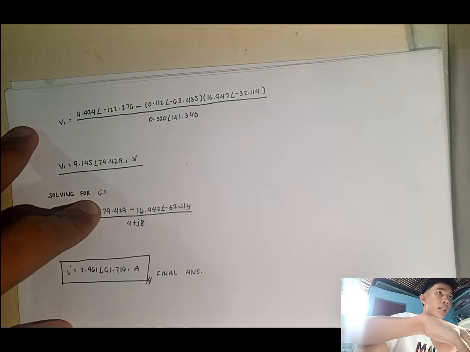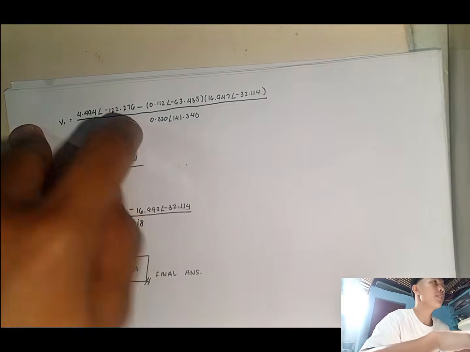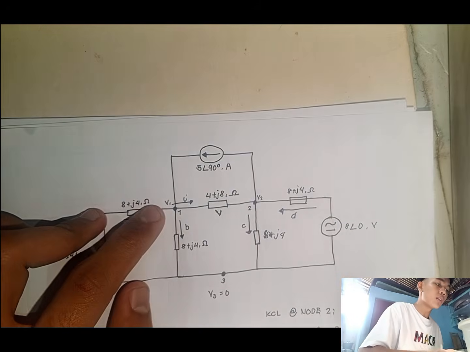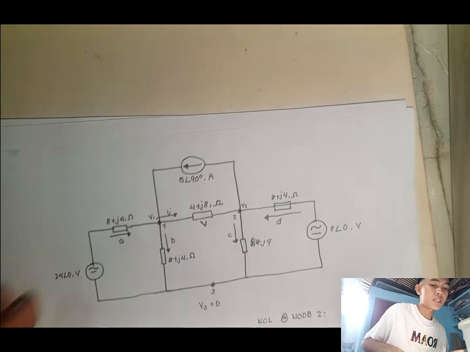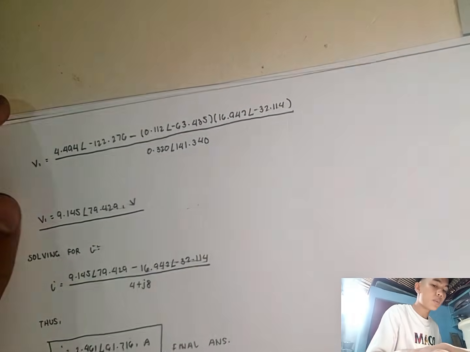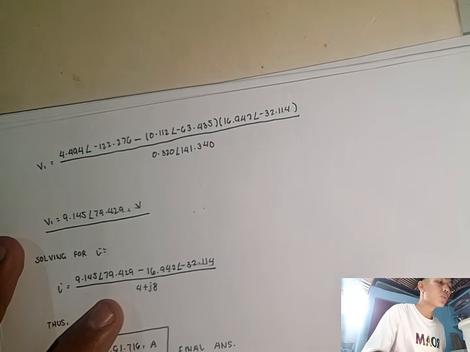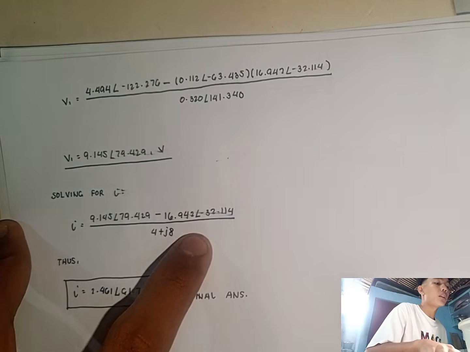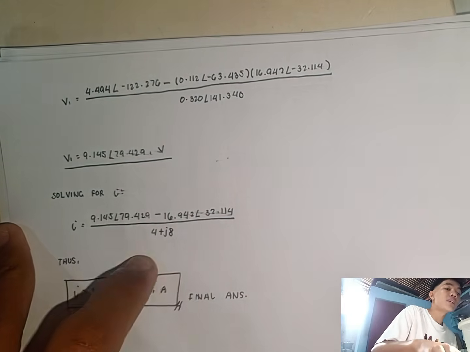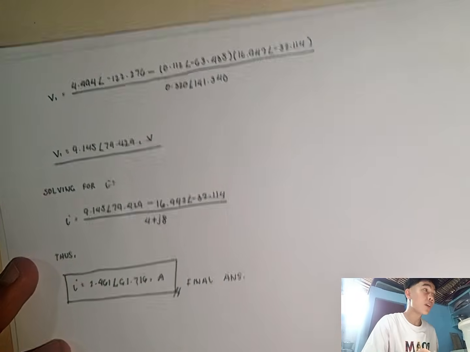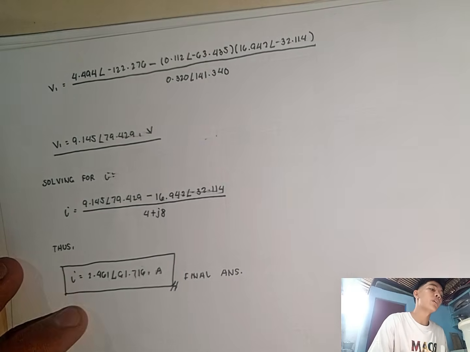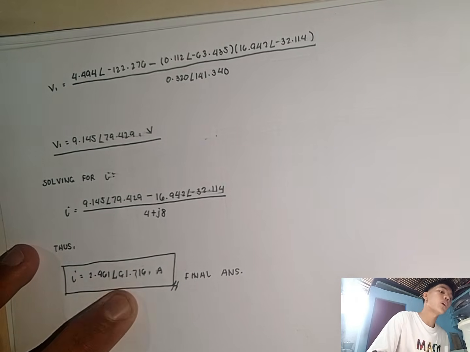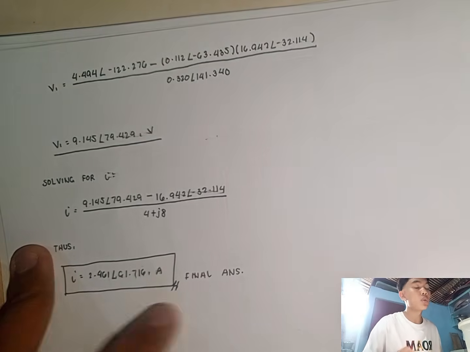Solving for current I. Since we now have V sub 1 and V sub 2, in our nodal analysis we know that the value of current I is V sub 1 minus V sub 2 over our impedance 4 plus j8. Here, for obtaining I, we have V sub 1 of 9.145 angle of 79.429 minus 16.942 angle of negative 32.114 over our impedance 4 plus j8. So we finally get I equal to 2.461 angle of 61.716 amperes. So that is the final answer.